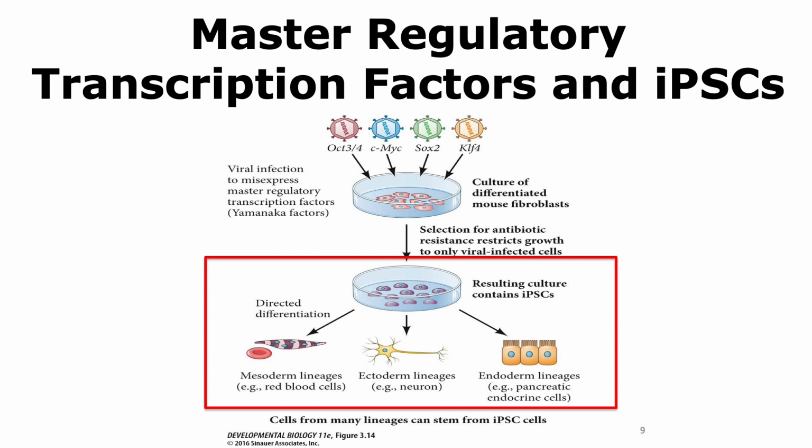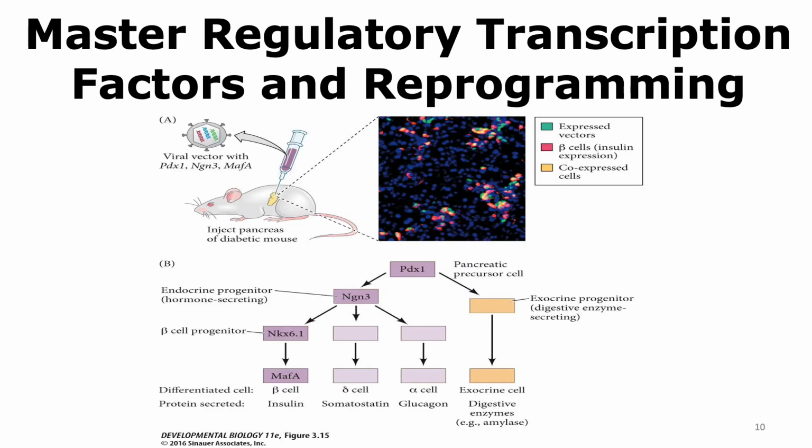So in this case, the cells started out as mouse fibroblasts, but by just adding 4 transcription factors, we were able to change the cells to become pluripotent stem cells that could now be coaxed to differentiate into other types of cells. Thus, OCT3/4, c-MYC, SOX2, and KLF4 can be considered master regulatory transcription factors. These master regulatory transcription factors are becoming more and more popular to reprogram cells.